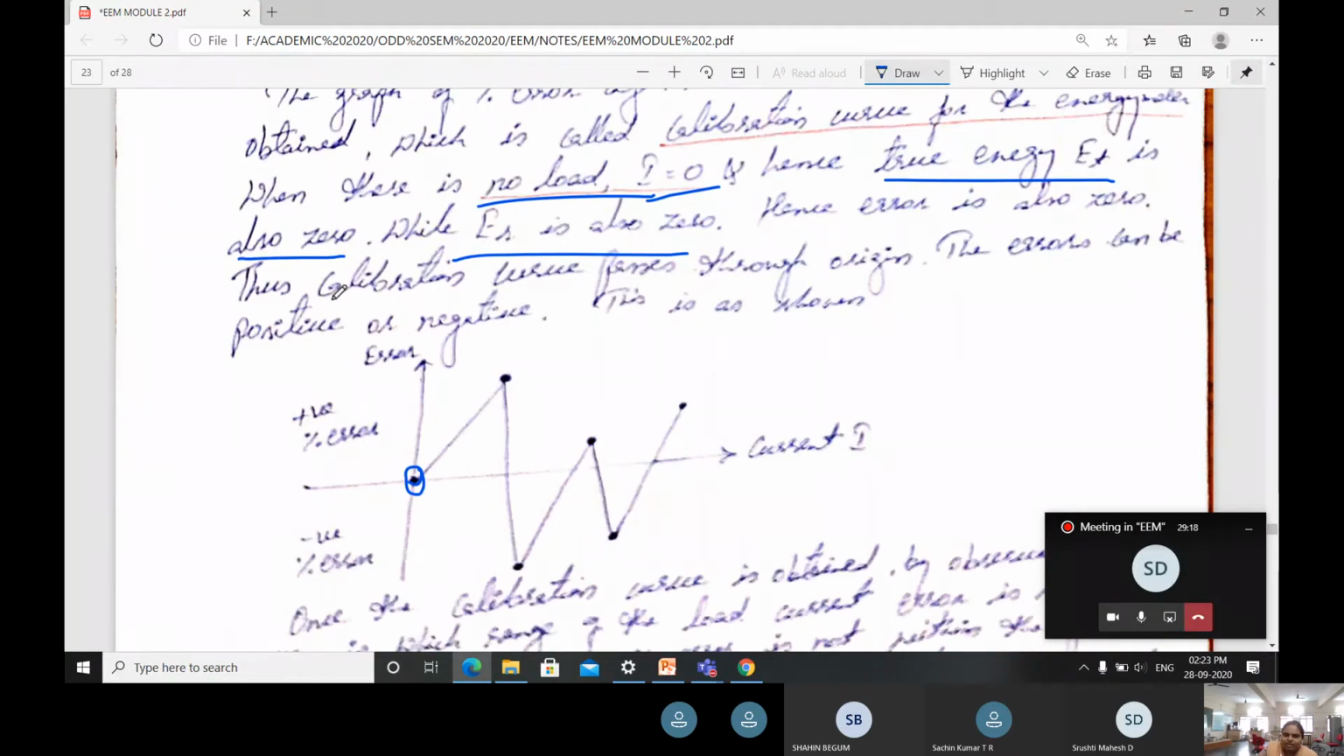Next, if we start calculating for further values, it may go in the positive way or in the negative way. But remember, when it is near 0, it means the actual energy is equal to the true energy, ER is nearly equal to ET. It should be near 0 only. Within this limit only it should go.